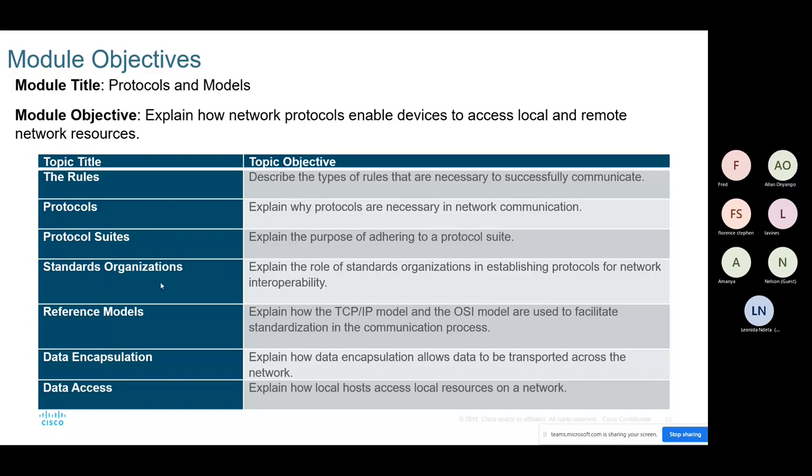Then we talk about reference models. We'll talk about five of them, but we will give preference to two, which are the TCP/IP model and the OSI model. TCP/IP means Transmission Control Protocol, IP, Internet Protocol, and OSI is Open Systems Interconnection. Then we'll talk about something called encapsulation, and we'll know what that is. I'll try and use as simple language as possible. And we talk about data access.